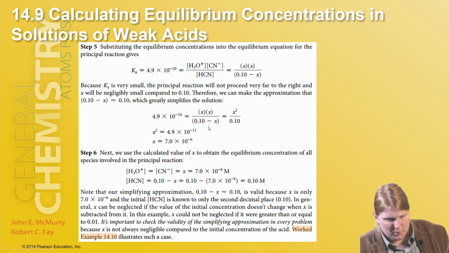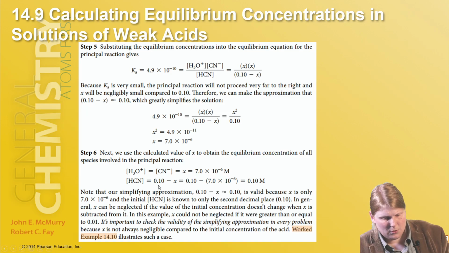So going through here, we make this assumption, and that allows us to just multiply our Ka by this factor and then take the square root of it and get a number. So this way we were able to get the number 7.0 × 10^-6. And then we see that the HCN doesn't really change at all when we do that. So we don't see any real change. This is another way to test the assumption.